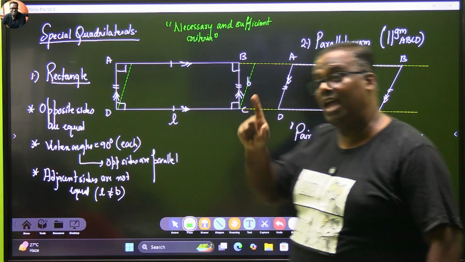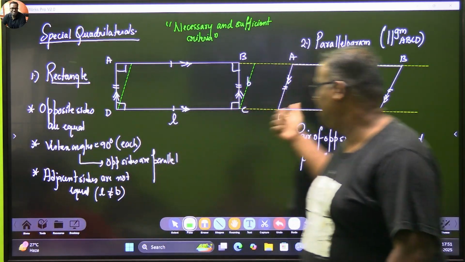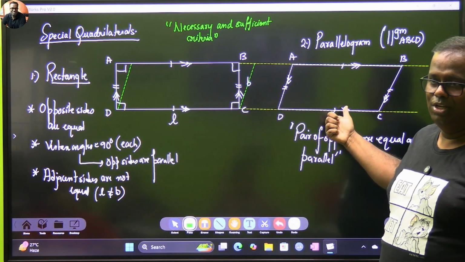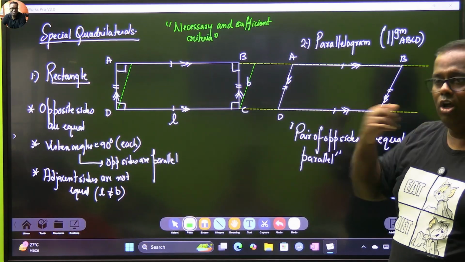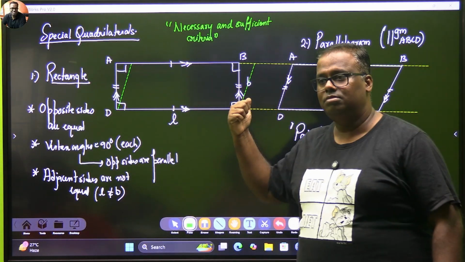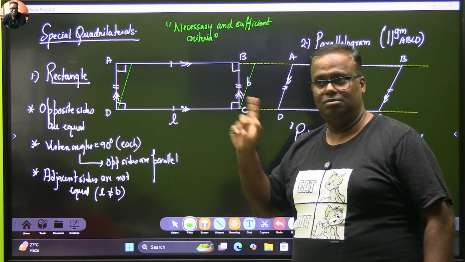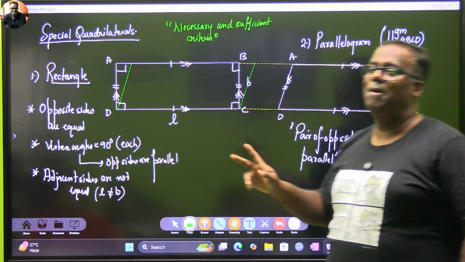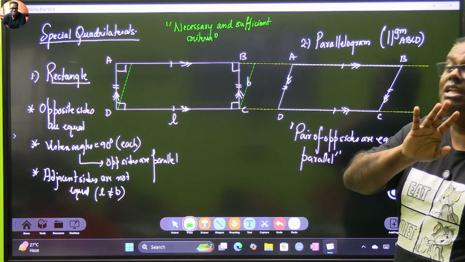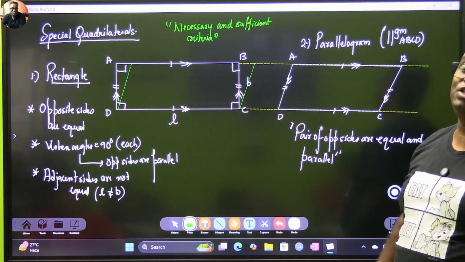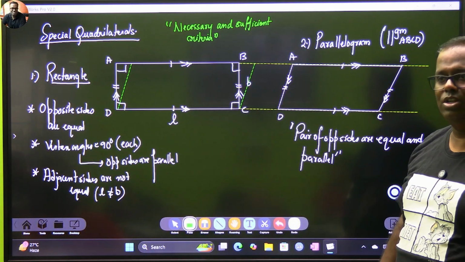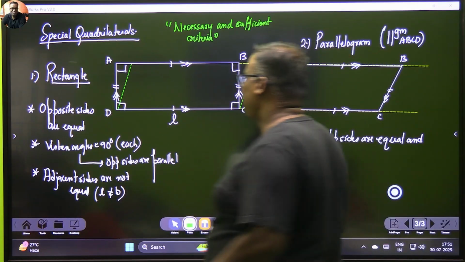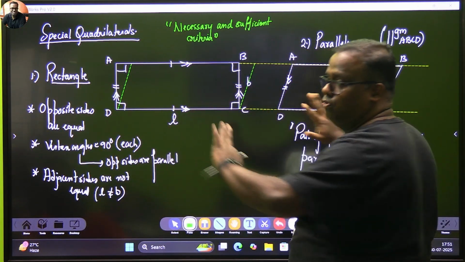It has that angle should also be 90 degrees, and that is where this fellow misses out. So what we write is: all rectangles can be parallelograms, but all parallelograms need not be rectangles. Need not be rectangles. Have you understood? So, are you fine with these two figures?